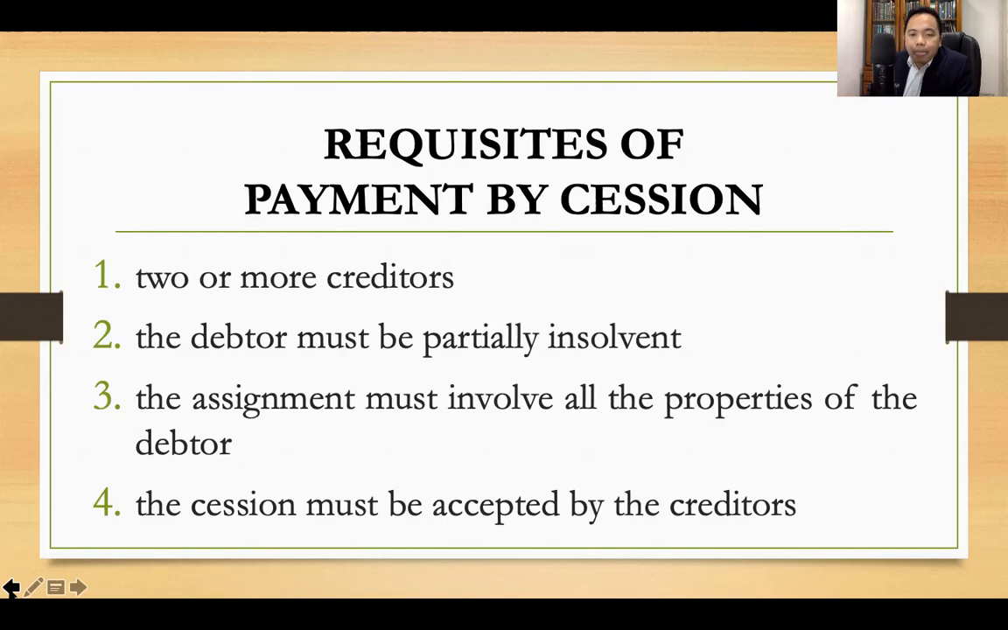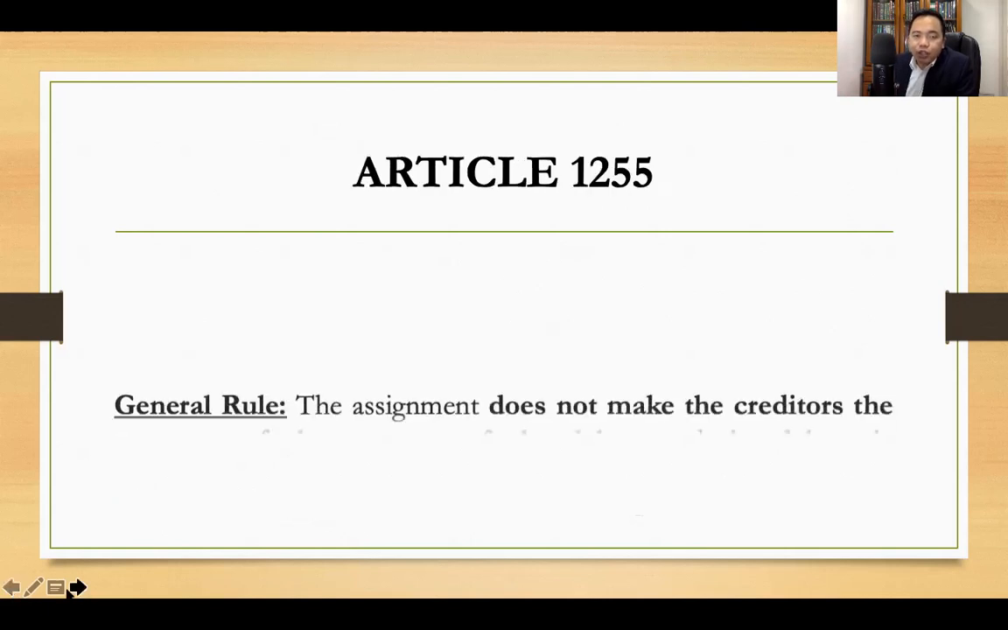Now, what property or properties must be assigned by the debtor? The assignment must involve all the properties of the debtor, meaning all properties, not one property, not some properties, but all properties of the debtor. Okay? Now, and fourth, the cession must be accepted by the creditors.